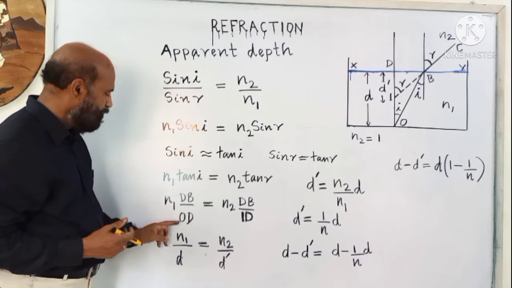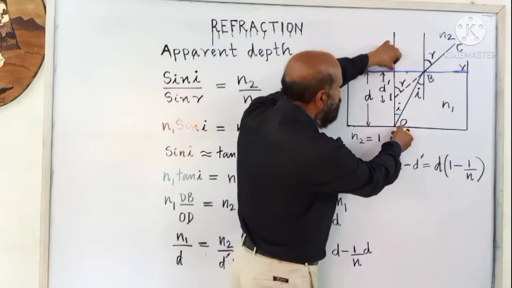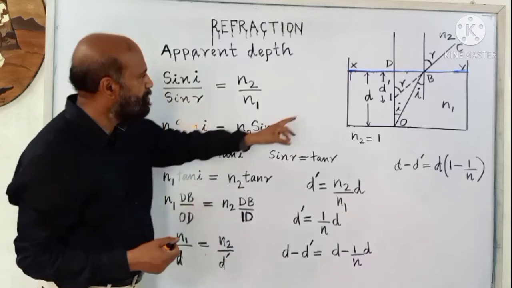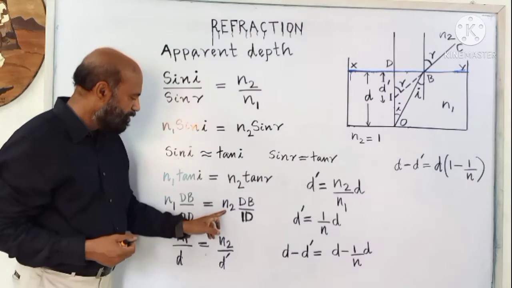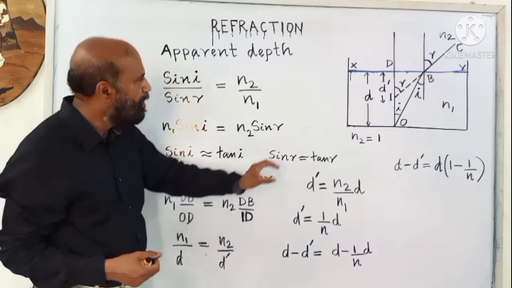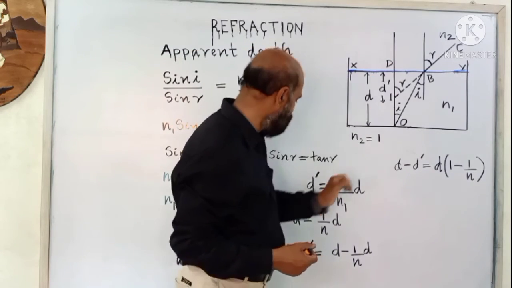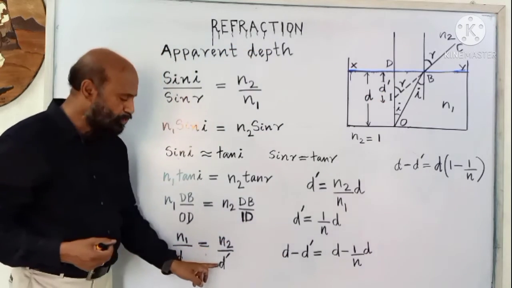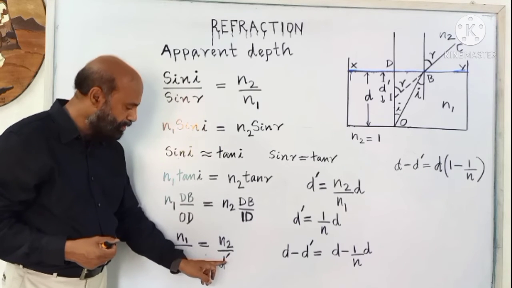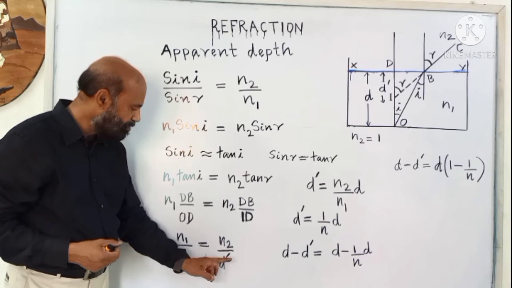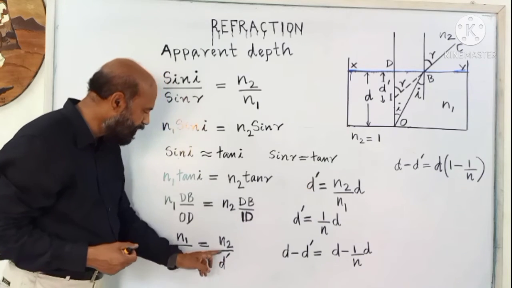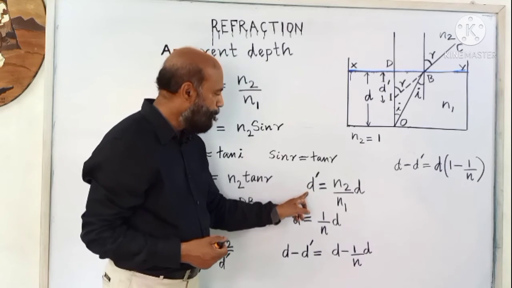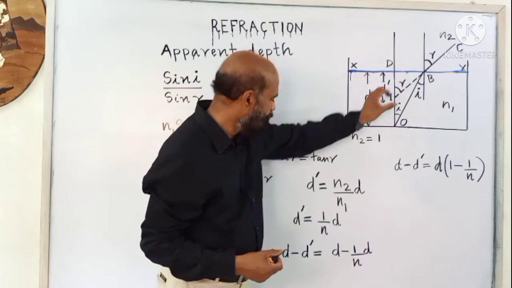So N1 by OD. OD is the real depth, so instead of OD, you can write D, the real depth. N2 by ID. ID is the apparent depth, so instead of ID, we can write D dash. Our aim is to find the apparent depth, D dash. So after rearranging, you will get an expression for D dash. So D dash is N2 by N1 times D. D dash is the apparent depth. D is the real depth.